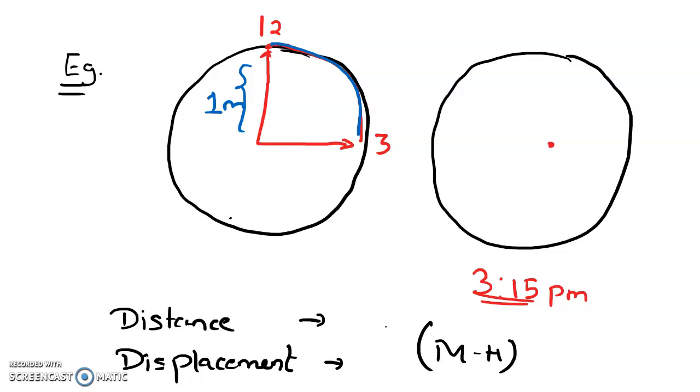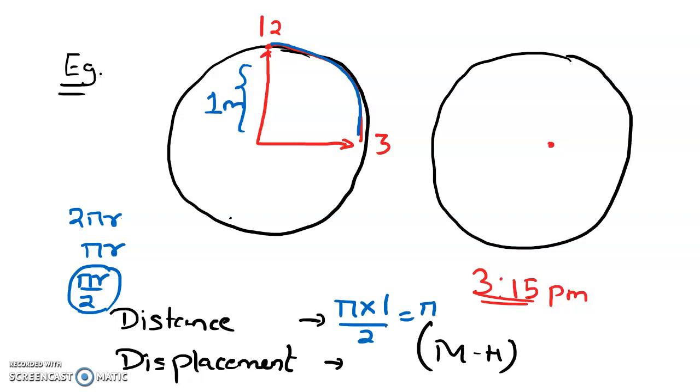So distance would be a quarter of a circle. The whole circle length is 2 pi r. Half circle would be pi r. A quarter of a circle would be pi r by 2, that means 1/4 of a circle. So distance would be pi r by 2, which is pi by 2.